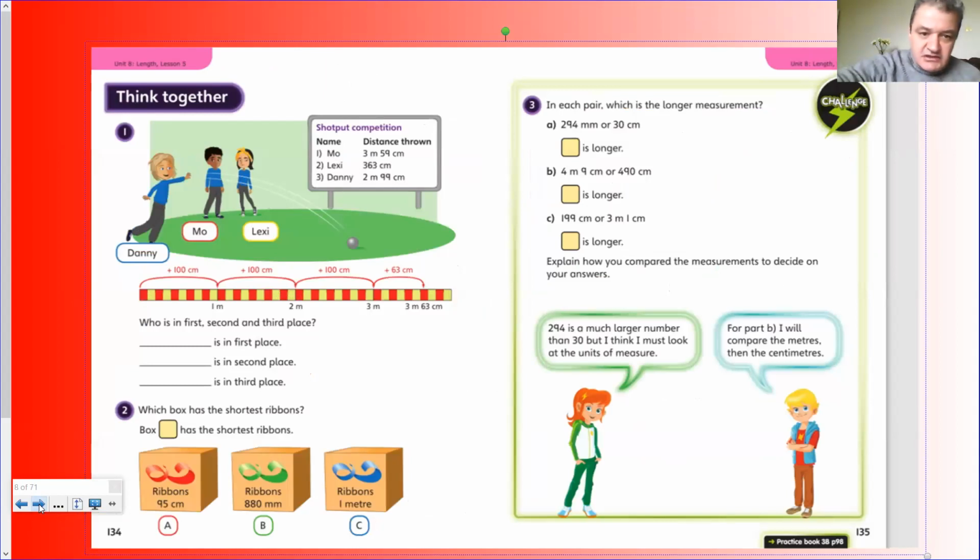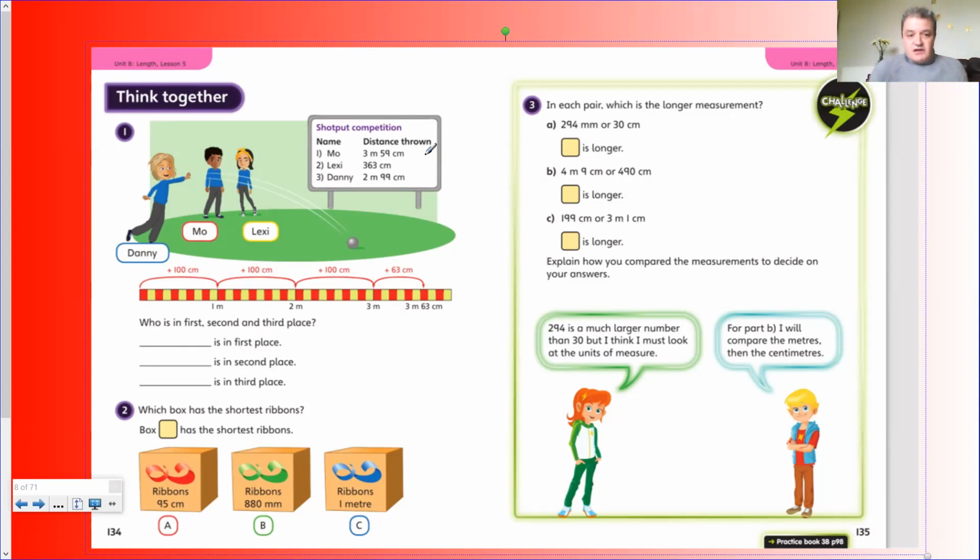Okay, now we've got a shot put competition. So we've got 3 people who are doing a shot put competition. They're Danny, Mo, and Lexi. Let's have a look at these distances up here first. Mo has thrown it 3 meters 59. Lexi's thrown it 363 centimeters. Danny's 2 meters 99. Now we've got to order who's first, second, and third.